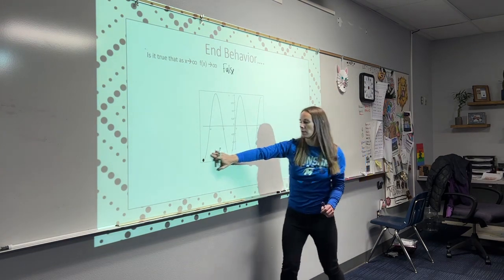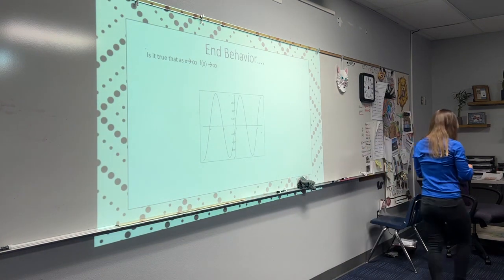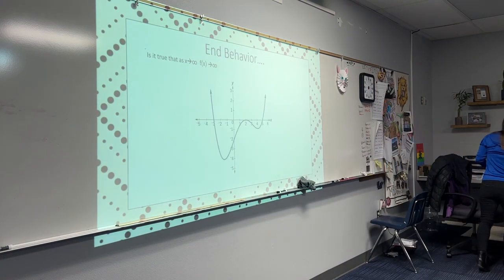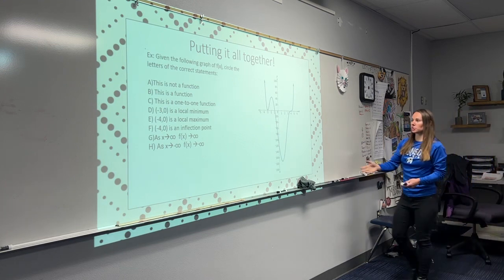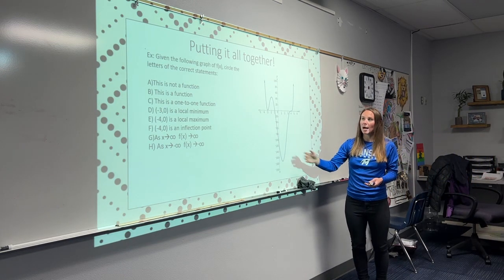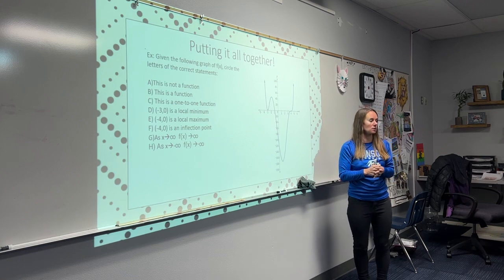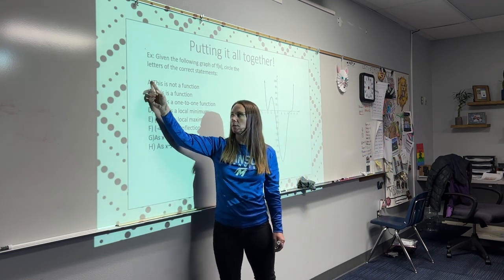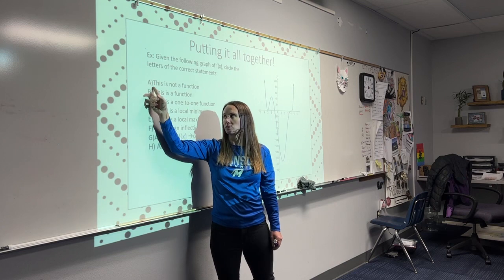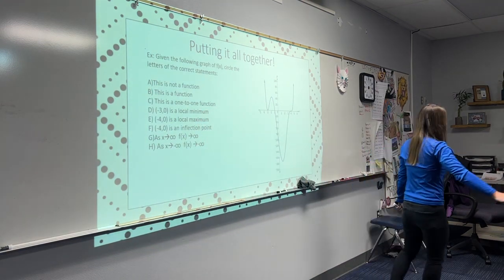All right, you ready to put everything together? Here's what your question will look like. Here's your graph. You have to circle the letters of the correct statements. So you and your partner are on your own if you'd like. You're either gonna write down the letter that's true or kind of circle A, etc. So tell me which statements are true. Go ahead and try this for a second.